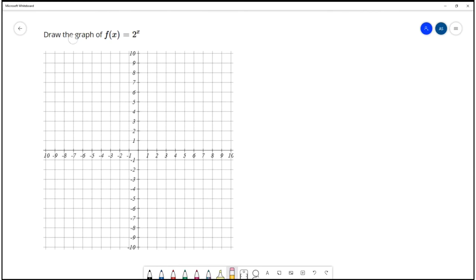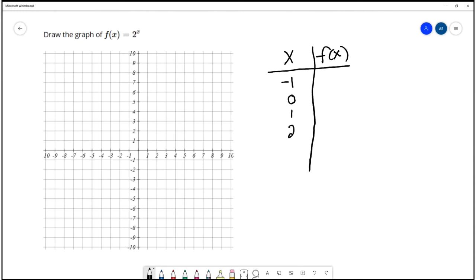In this example, we want to draw the graph of f of x equals 2 to the x. I'm going to plot points to draw this graph. I have a chart of x's and y's. And I'm going to choose x equal to negative 1, 0, 1, and 2. And we substitute these x values into our function.